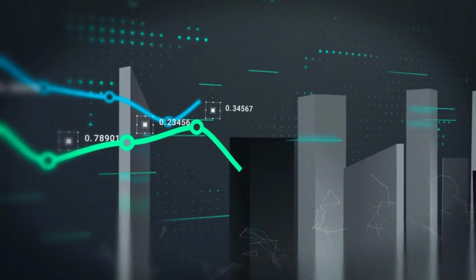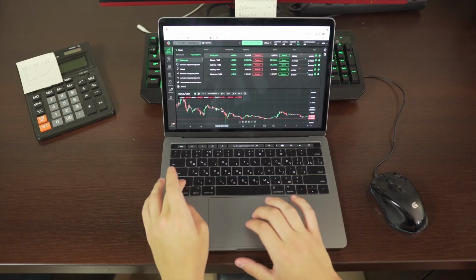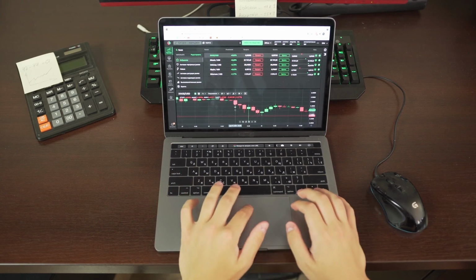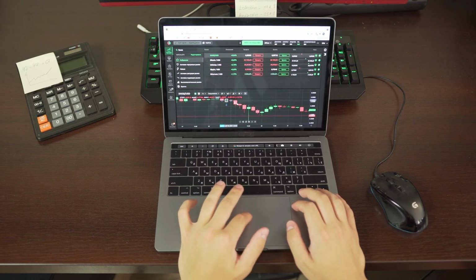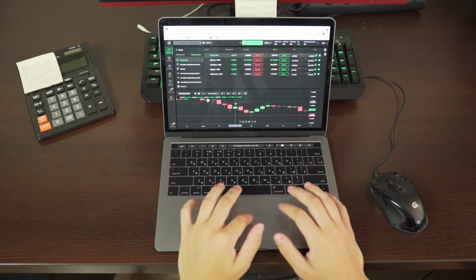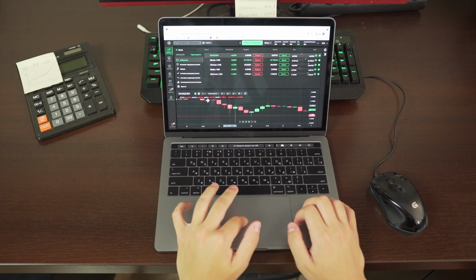Volatility refers to the speed and magnitude of price changes in financial markets. High volatility means prices can swing dramatically in a short period, presenting both risks and opportunities for traders. Rapid price movements can lead to significant gains, but they also increase the potential for substantial losses.